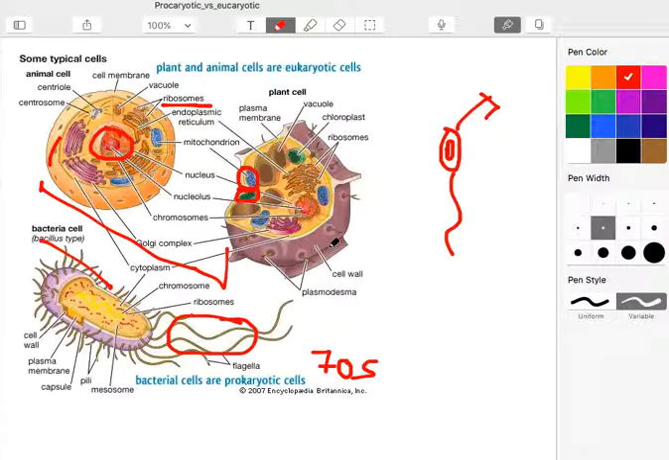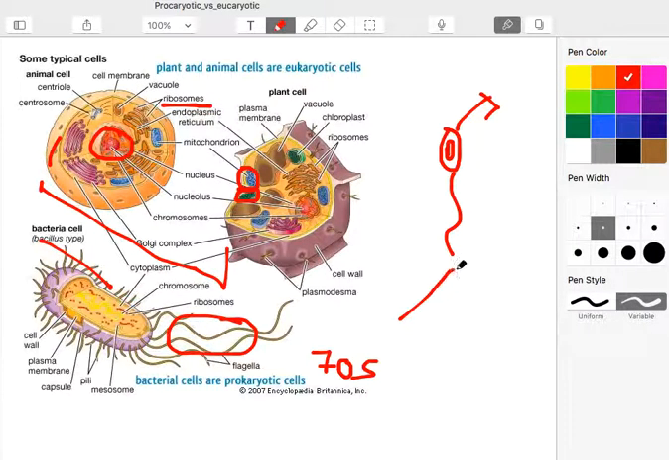Now, another thing. In eukaryotic cells, I told you there are rough endoplasmic reticulum and smooth endoplasmic reticulum. Their functions are different from each other. Rough endoplasmic reticulum means ribosomes are attached to the surface of the endoplasmic reticulum. Smooth endoplasmic reticulum means ribosomes are not attached.